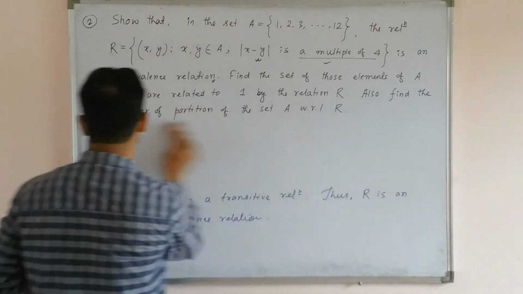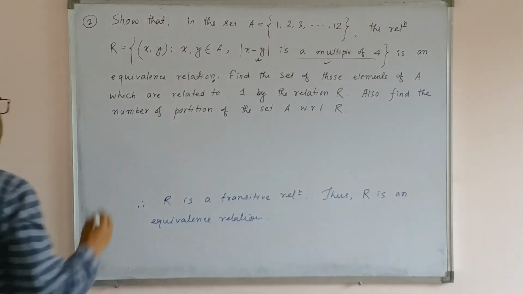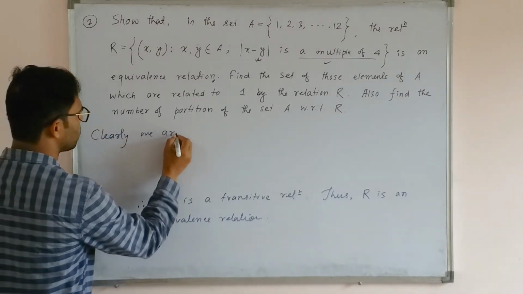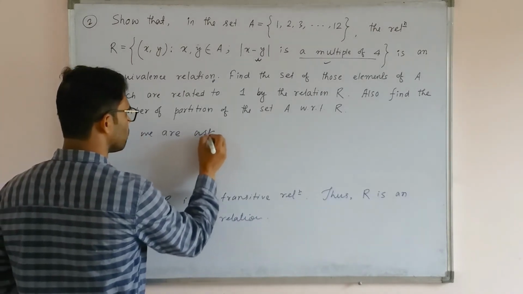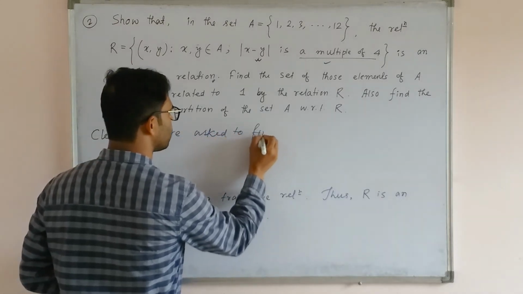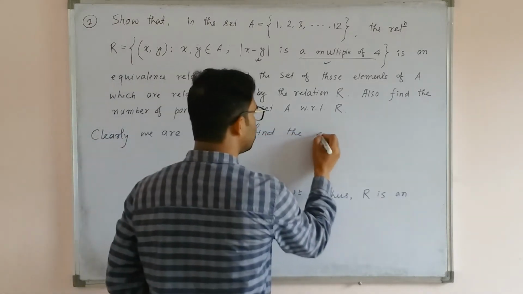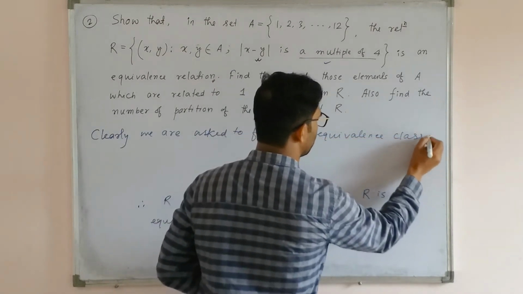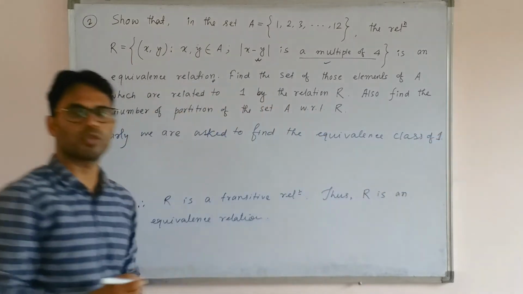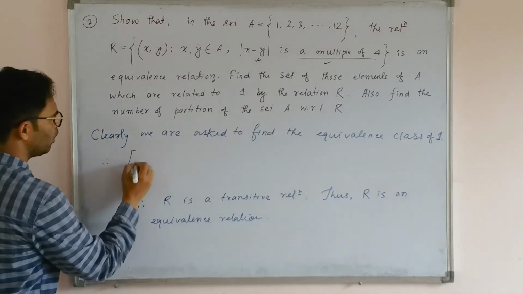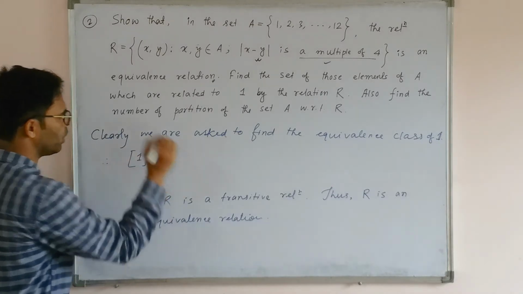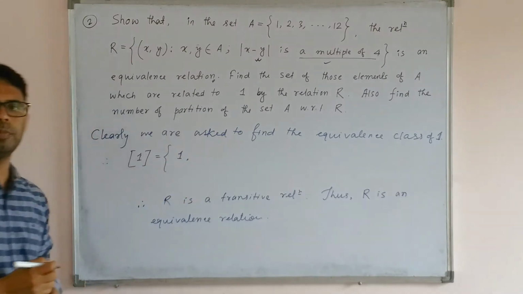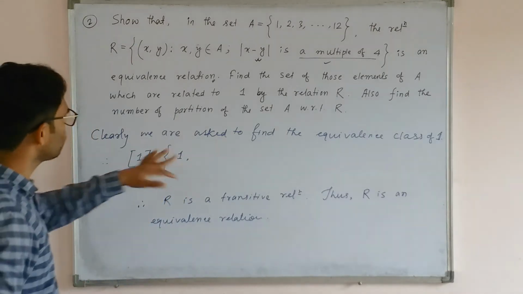So you write like this. Clearly, we are asked to find the equivalence class of 1. Therefore, the equivalence class of 1 will contain 1 itself, since 1 is related to 1, by the property of equivalence class.